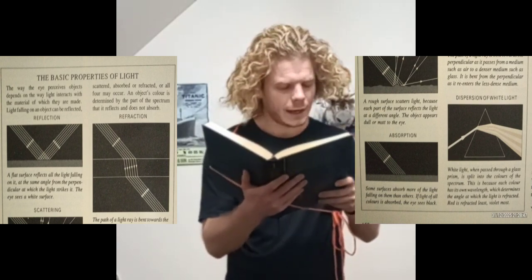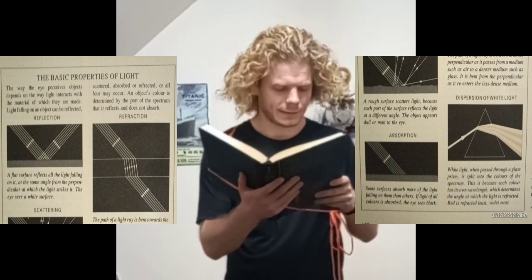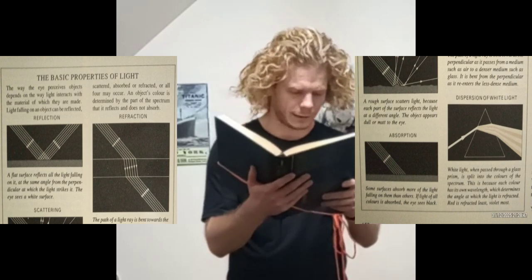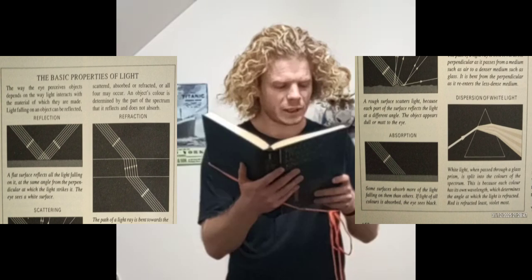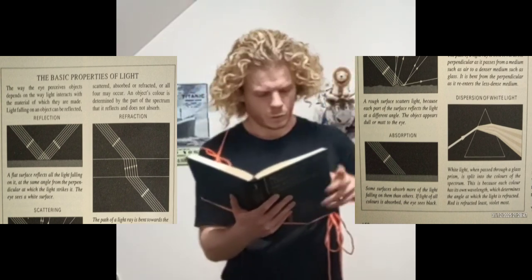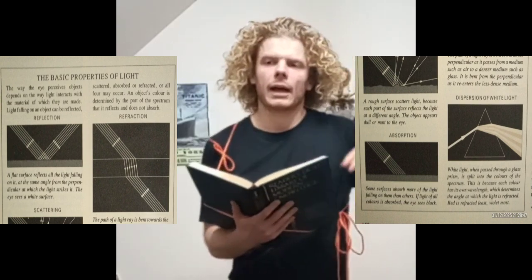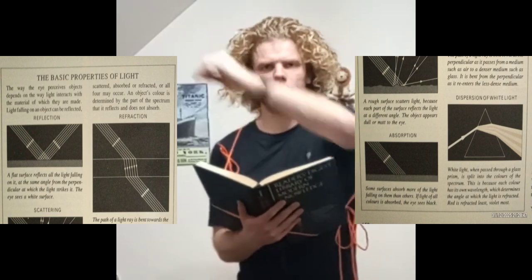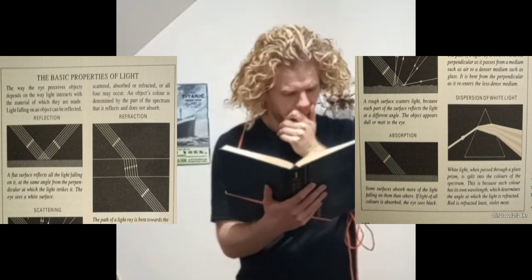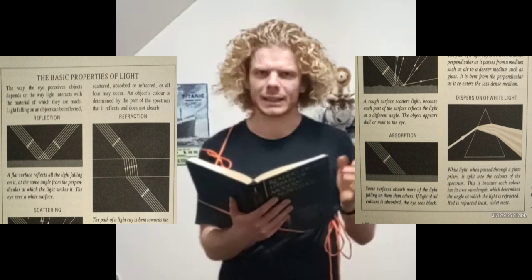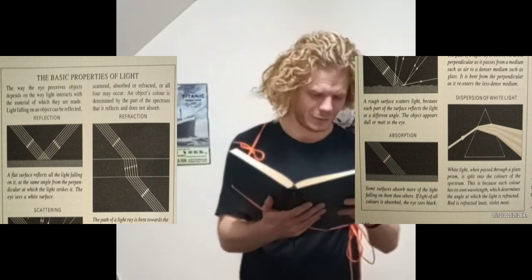Scattering is possible. A rough surface scatters light because each part of the surface reflects the light at a different angle. The object appears dull or matte to the eye. It's a rough, wobbly surface, and every part of the surface reflects the light into a different angle. And that makes it look dull or matte. Matte seems to be an English word.